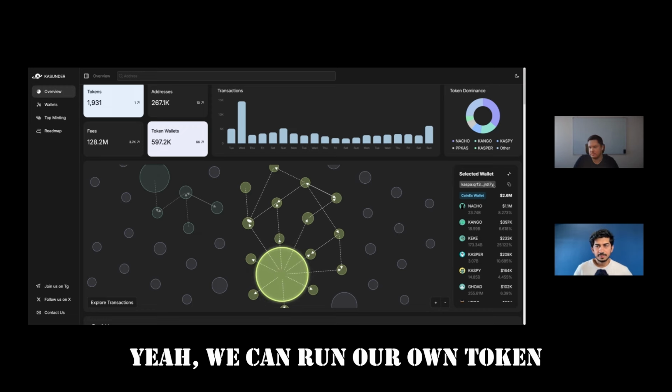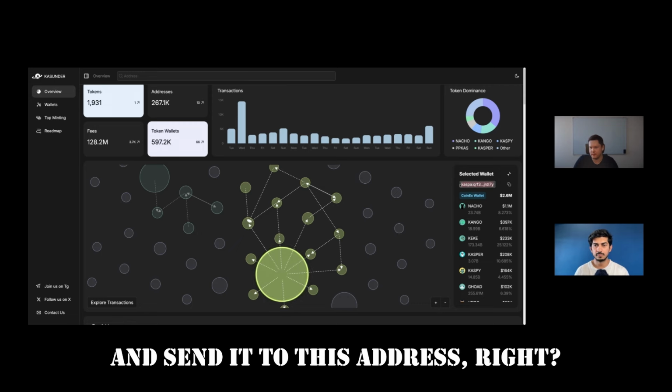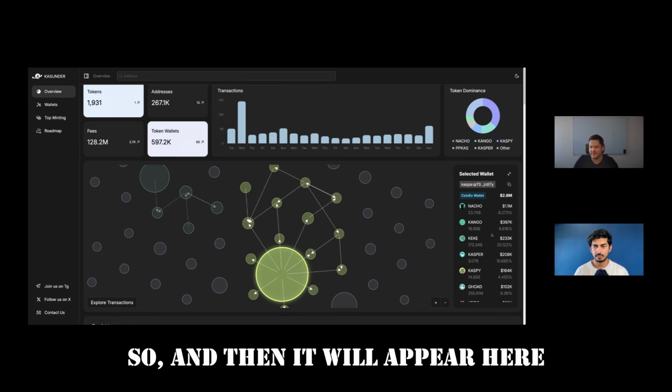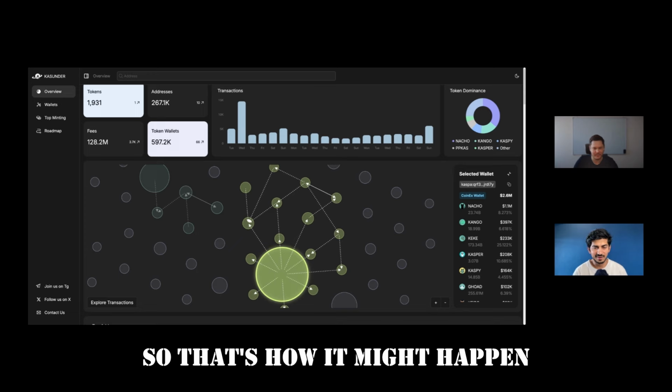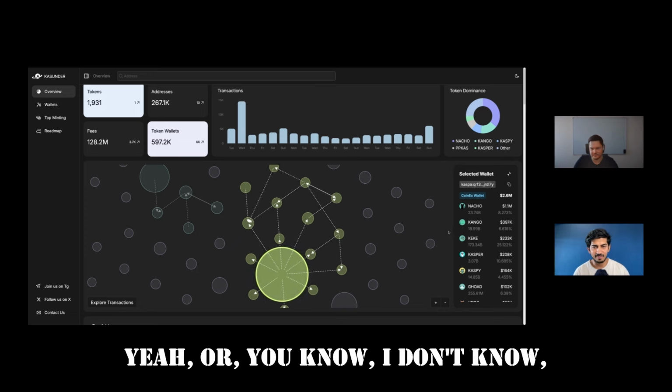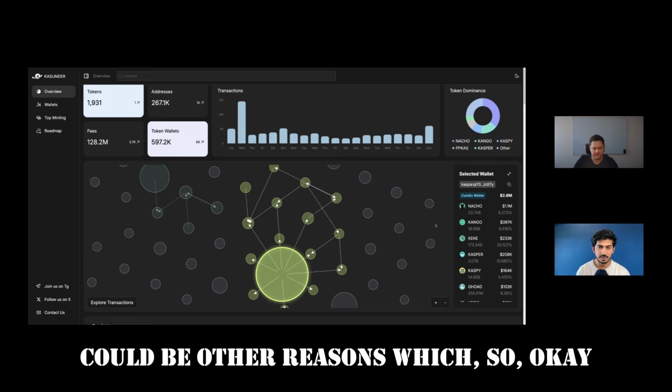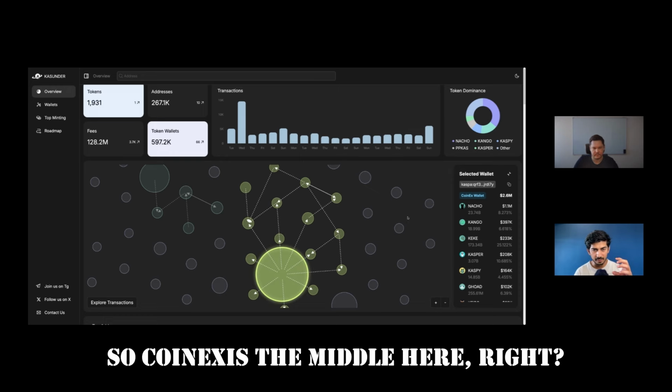Interesting. Yeah, we can run our own token and send it to this address, right? And then it will appear here. So that's how it might happen. Yeah, or I don't know, could be other reasons. So CoinX is the middle here, right?